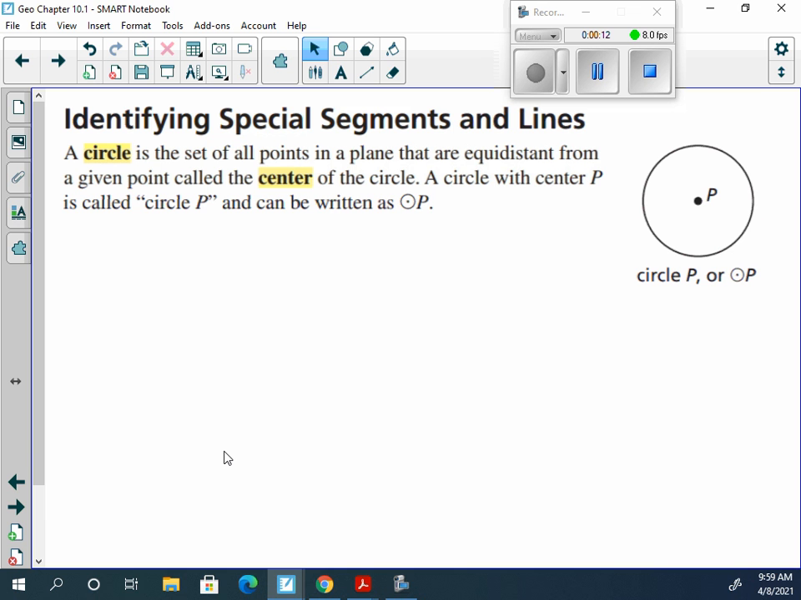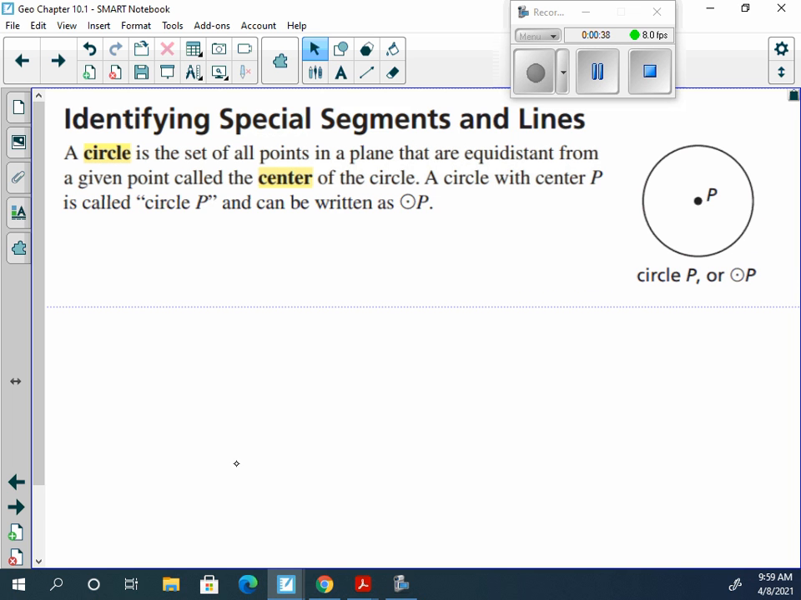Now, whenever we talk about a circle, there's two ways that we can name it. One of them is going to be just saying circle P. So this here, because the center of the circle is point P, we're going to call it circle P. Now, another way we can do it is circle dot, pretty much drawing a circle with a center and then putting the letter P. So either one of these two here is a way that we can name a circle.